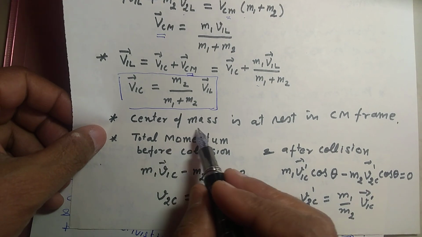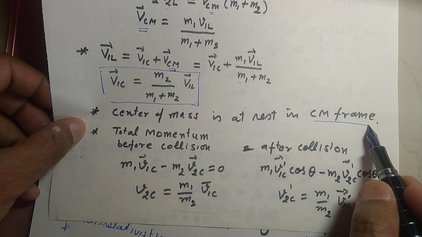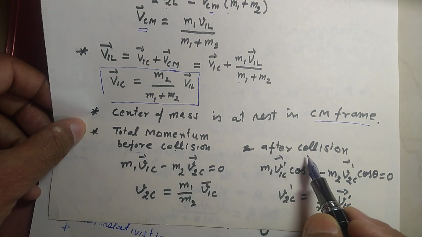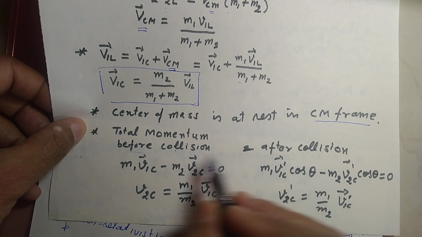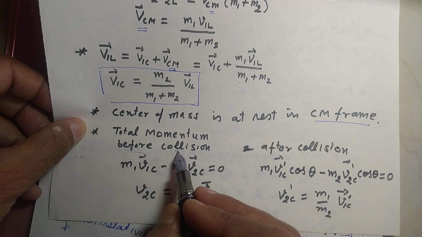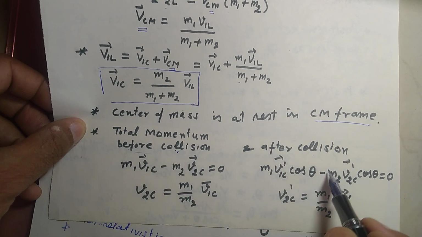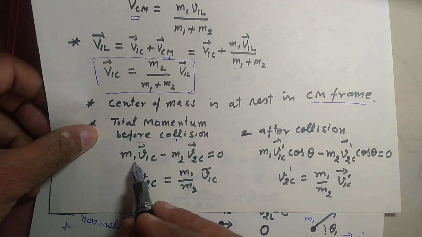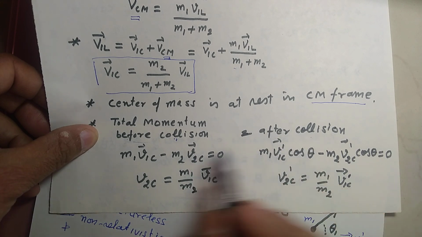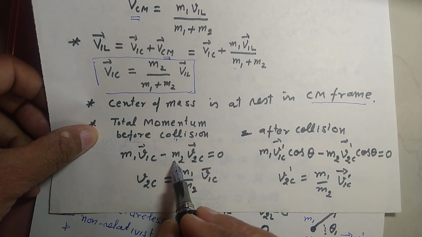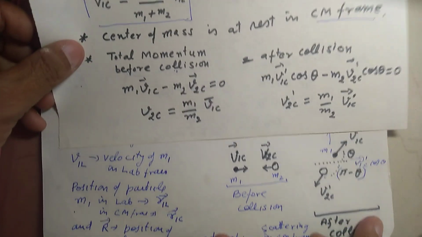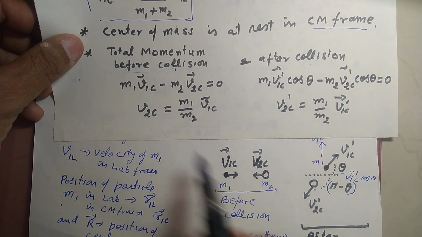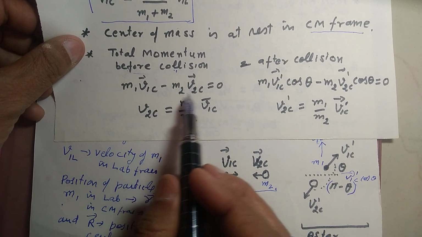And we will consider that the center of mass is at rest in the center of mass frame. If it is at rest, then the total momentum before the collision and after the collision we can take separately. This momentum before the collision is 0, and after the collision we can consider that equal to 0. So if we write this before momentum, m1 in center of mass frame, this is m1 v1c, because here the velocities are moving in the opposite direction. So we will write here this is in opposite direction. So we will write m1 v1c minus m2 v2c.